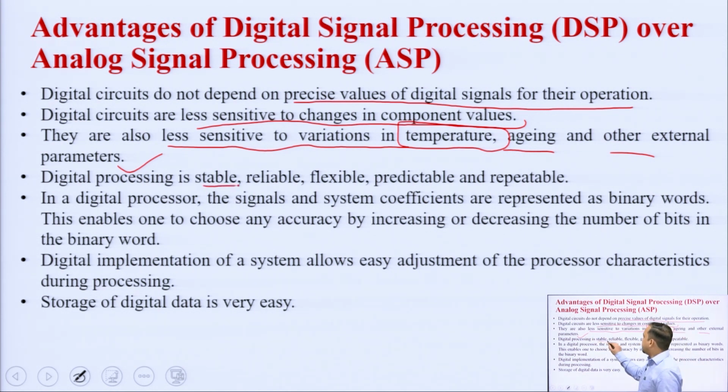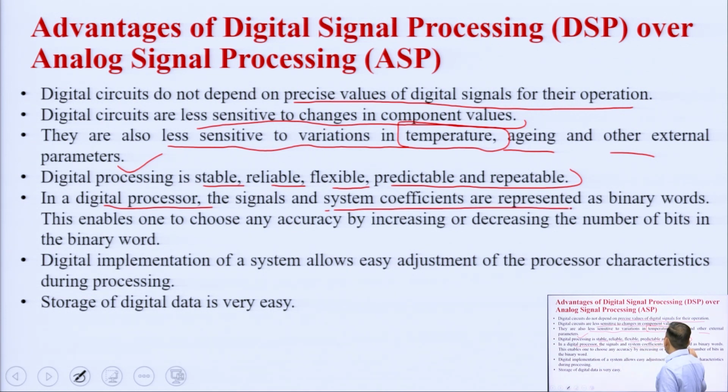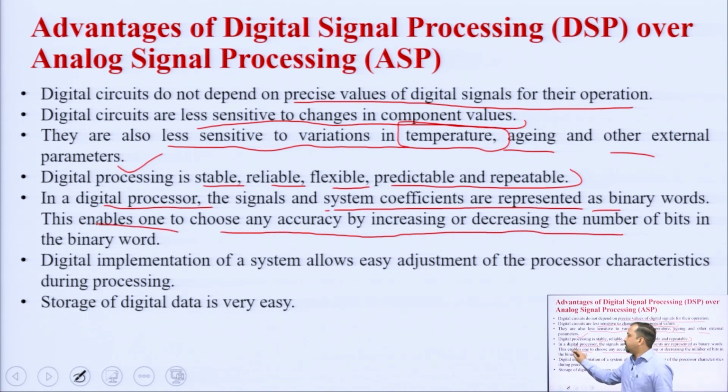Digital processing is stable, reliable, flexible, predictable and repeatable, whereas with the help of digital processors, the signals and the system coefficients are represented as binary words, we will see later on while we are designing the filters, then we have the filter coefficients. So, with the help of these processors we can have the system coefficients. This enables us to choose an accuracy by increasing or decreasing the number of bits in a binary word.